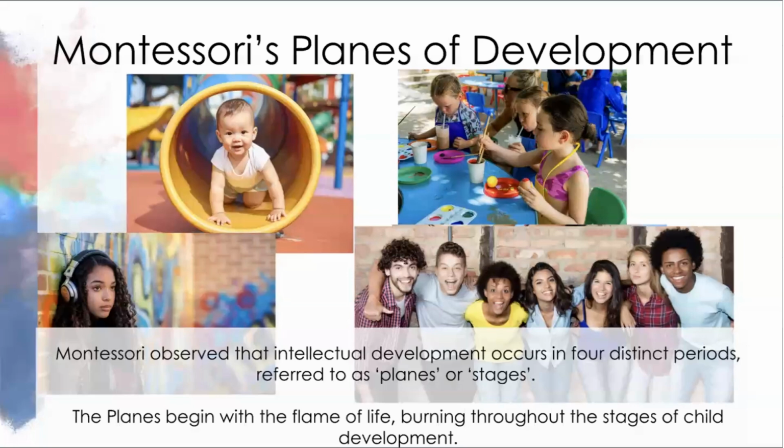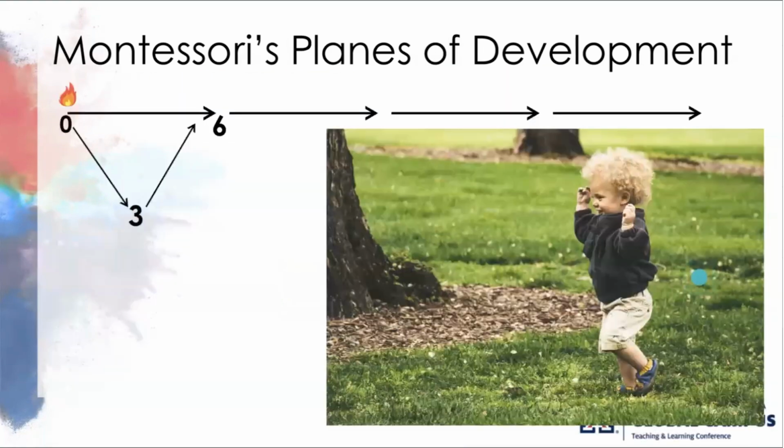So as we look through the first, I want you to think about maybe a young person or infant toddler that you've worked with, and what qualities you notice in that first plane, what we consider a plane from 0 to 6. That's a big range of development, but Montessori puts them into one space. If you look on the screen, you'll see a line, arrows going across the top, and then there's the flame, the beginning of life. And Montessori has the arrow going down to 3 and then back up to 6. That's the first plane of development.